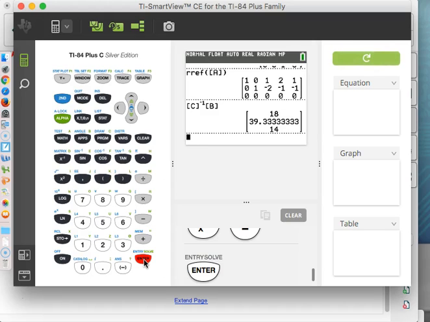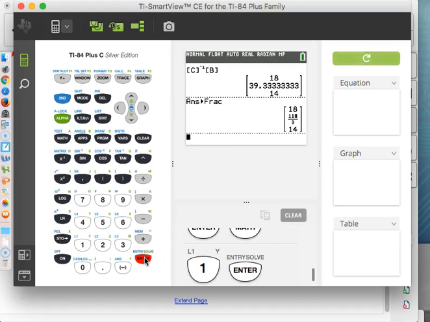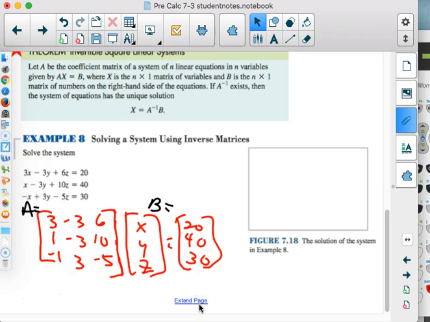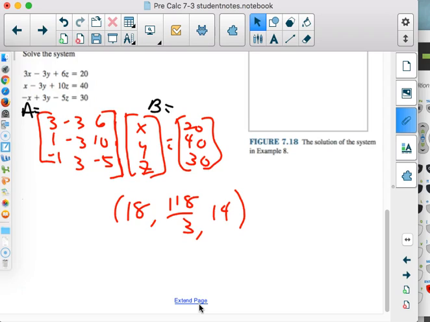And this is the part where if you don't like that it's decimals, or they haven't introduced decimals in the problem, you can always hit math, fraction, number 1, enter, and it'll change it all nice into fractions for you. You don't have to do anything by hand with that, which is really nice. So, using those inverses, our solution was 118 thirds, and 14. Could have been done by hand as well, but we're definitely short on time here.